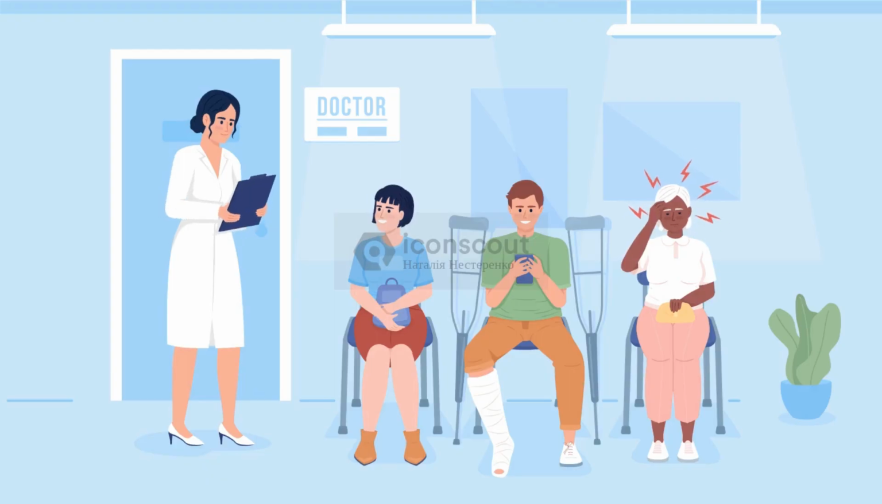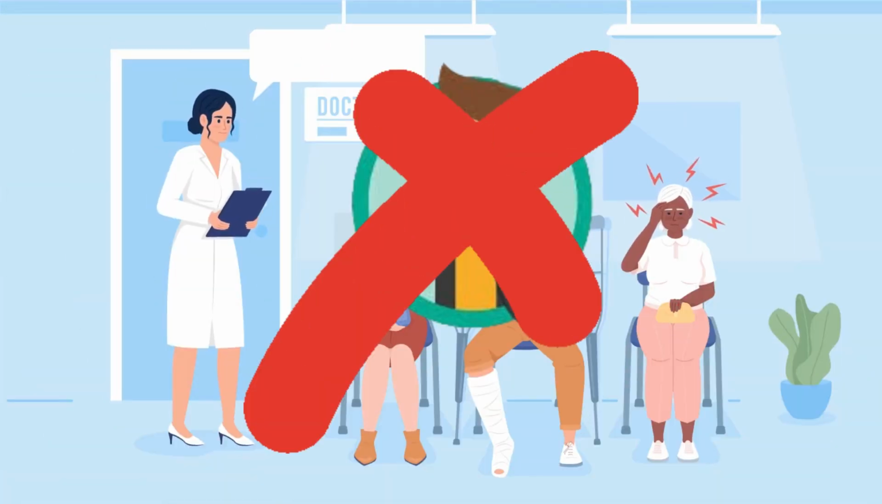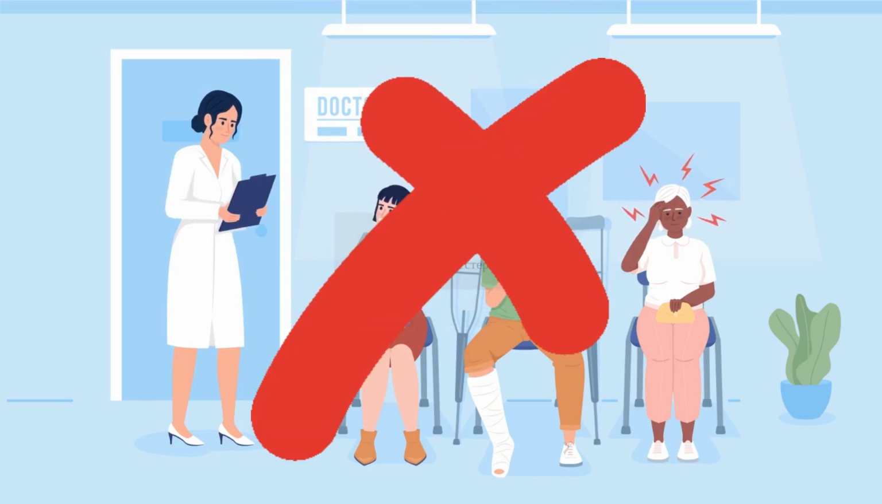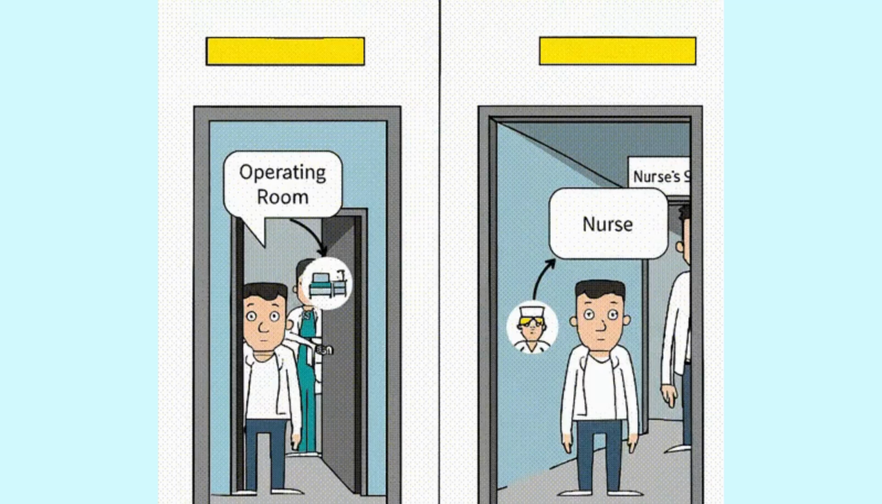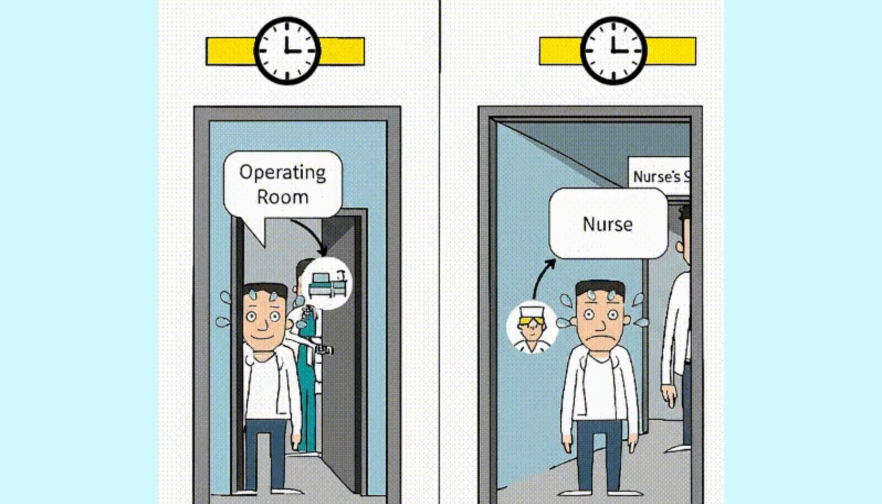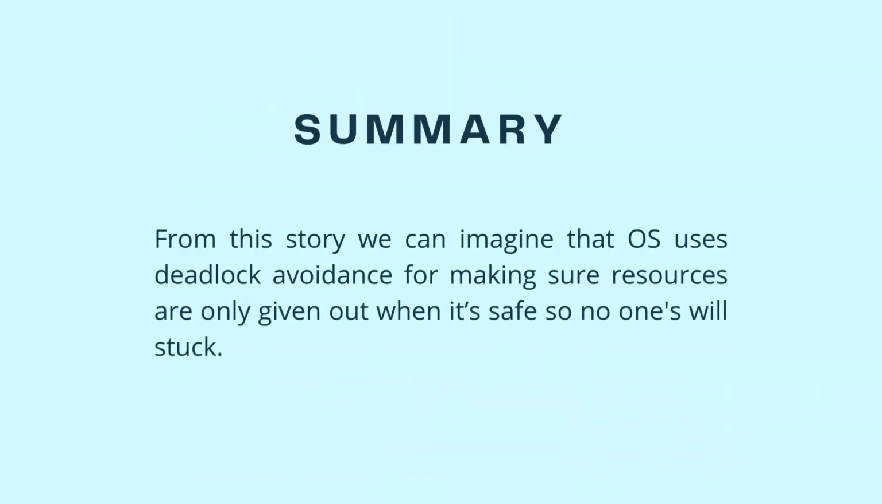Now imagine this hospital without a manager. No queues, no room assignments, records missing, doctors overwhelmed. That's a computer without an OS, stuck and inefficient. If resources aren't managed smartly, we get a deadlock, when everyone waits forever and nothing moves. So from this story we can see that the OS uses deadlock avoidance to make sure resources are only given out when it's safe, so no one will get stuck.